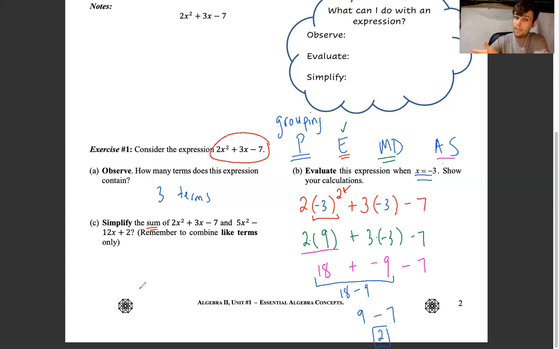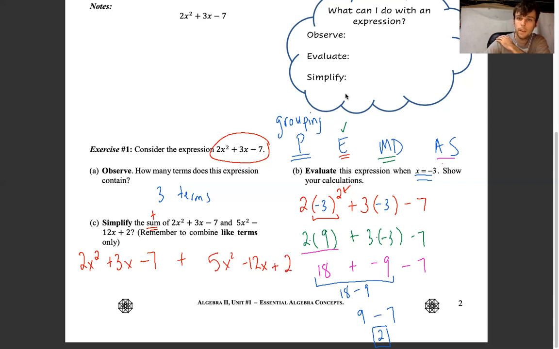We're going to go ahead and add those together. That's what the word sum means. A sum is a result of addition. So we have 2x squared plus 3x minus 7 plus our other expression here, 5x squared minus 12x plus 2.